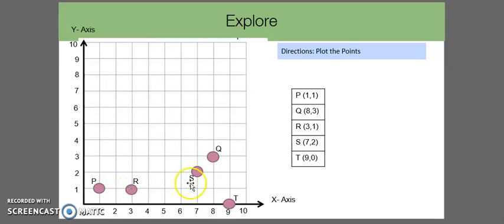We're going to do one more, let's say (7, 2). So we start at our origin, we're going to move 7 units on our x-axis, and then we're going to move 2 units up on our y, and we're going to plot our point and label it with a capital S. Okay, so now we're going to move into our summarization.